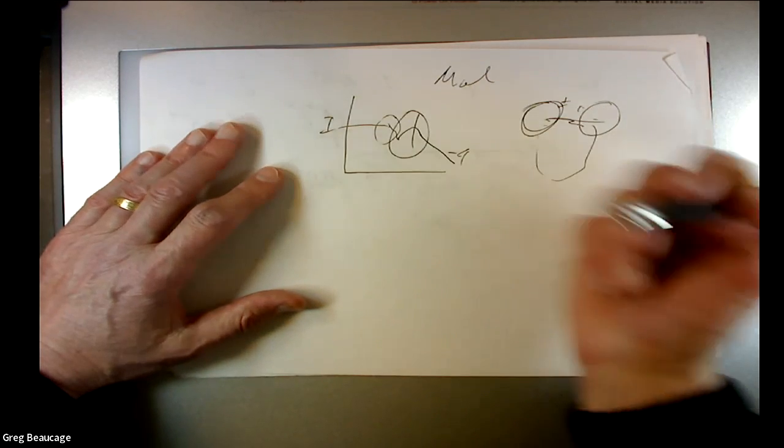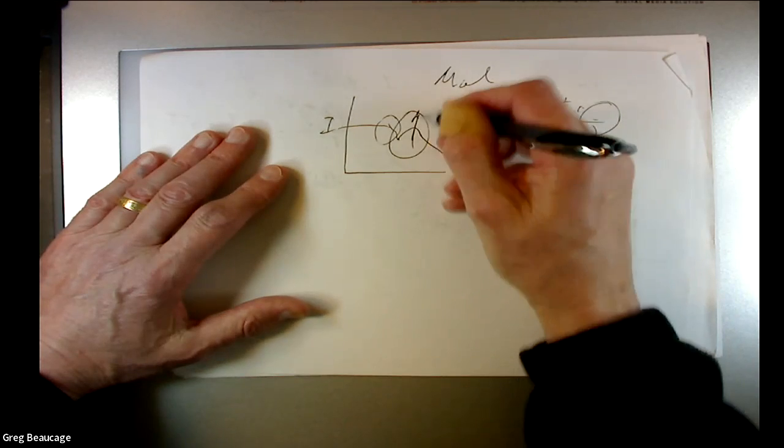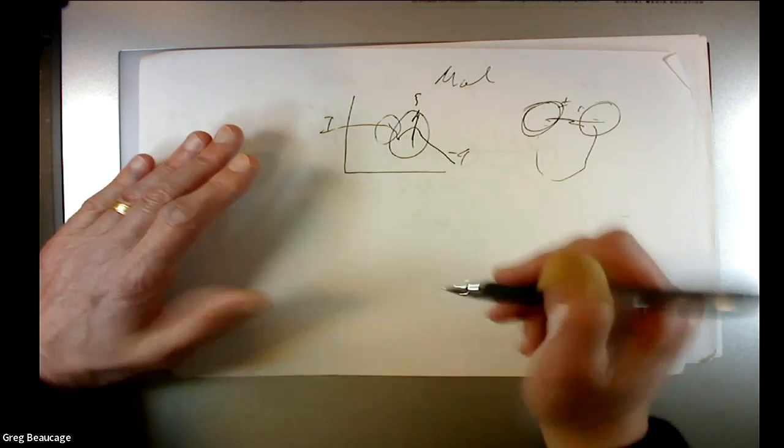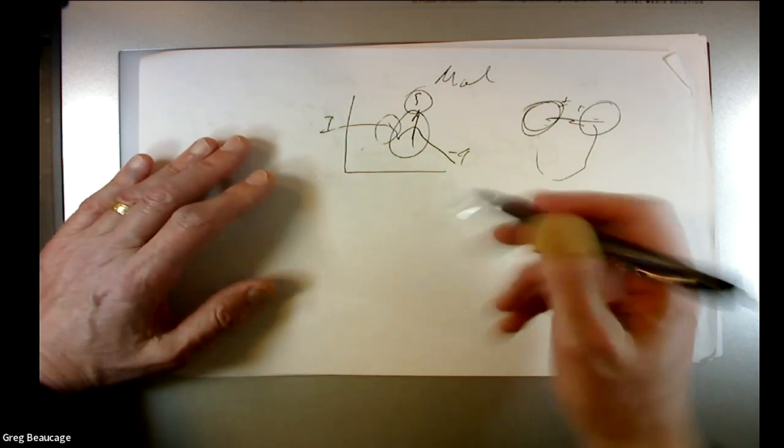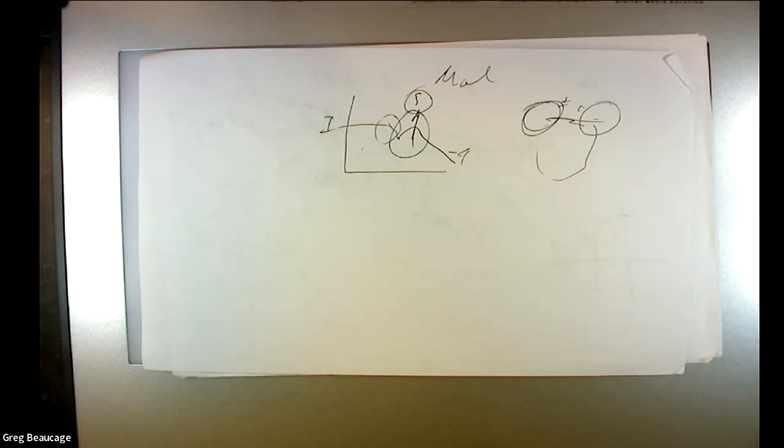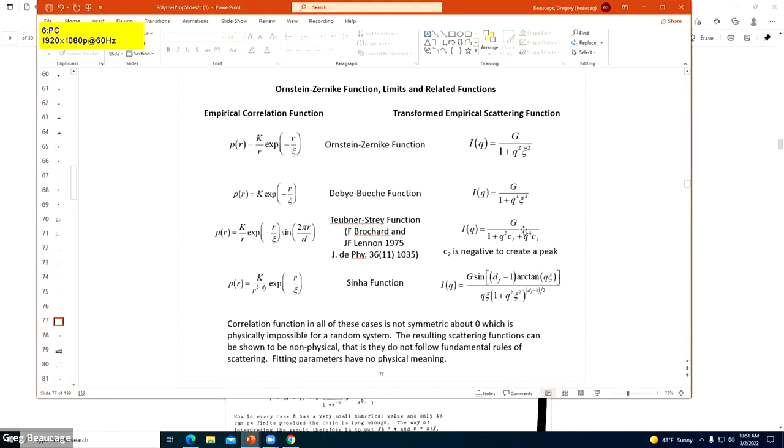But you want to talk about how to fit that peak so you can get some kind of length, which they call the correlation length. So you're going to get this correlation length out of this function. They went back and asked, what can we do? We got this function, that function, and the only way to get a peak is if you make C2 negative and C3 positive. Those are called the Teubner-Strey constants, which have no physical meaning. You can fit things with a peak.